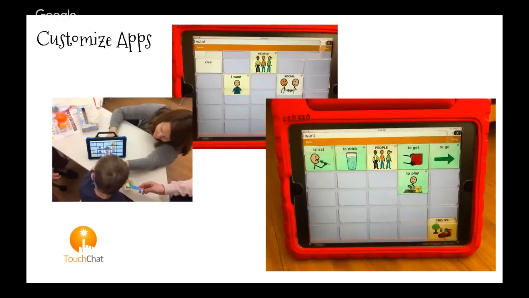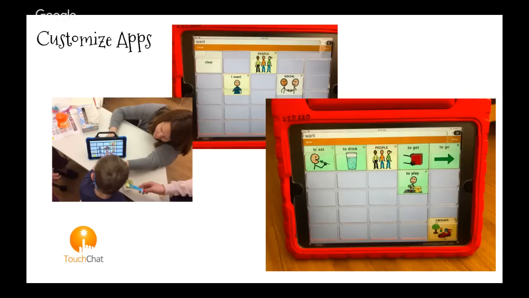Here is a TouchChat arrangement that we used with a brand new user. It was actually recommended for him in early intervention, and then he transitioned into our program. And you see, we really kept it pretty sparse on his homepage. So we have "I want," we have people, and then we have those social things.